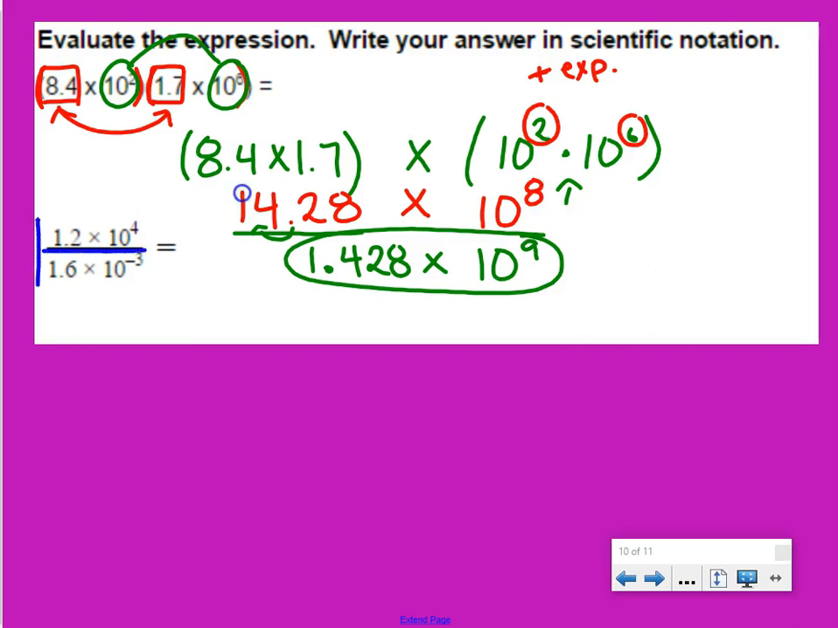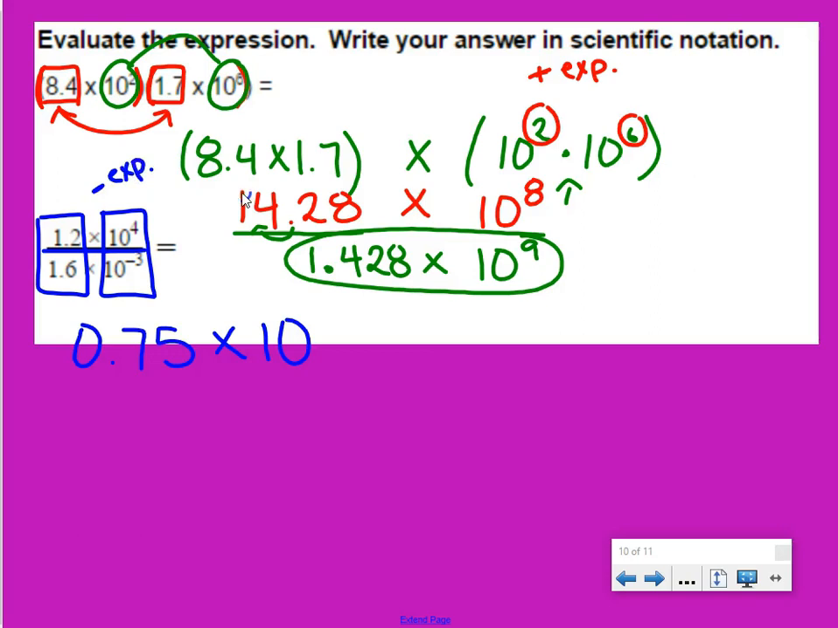Division works the same way. We divide like things, so divide your coefficient, divide your powers. 1.2 divided by 1.6 is 0.75 times 10 to the power of, we have to figure out that power. When we divide powers, we subtract our exponents. We also learned that in our last lesson. So 4 minus a negative 3 is 7, because remember, 4 minus a negative 3, that double negative becomes a positive, so it becomes 4 plus 3, which is 7. So our power is 7.